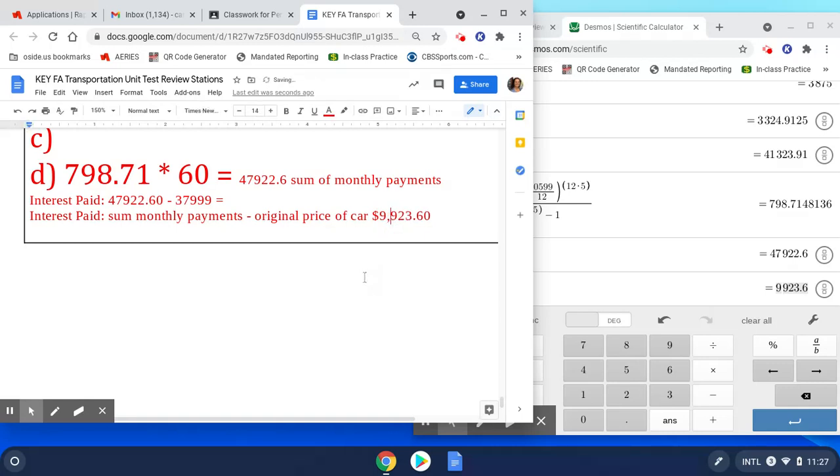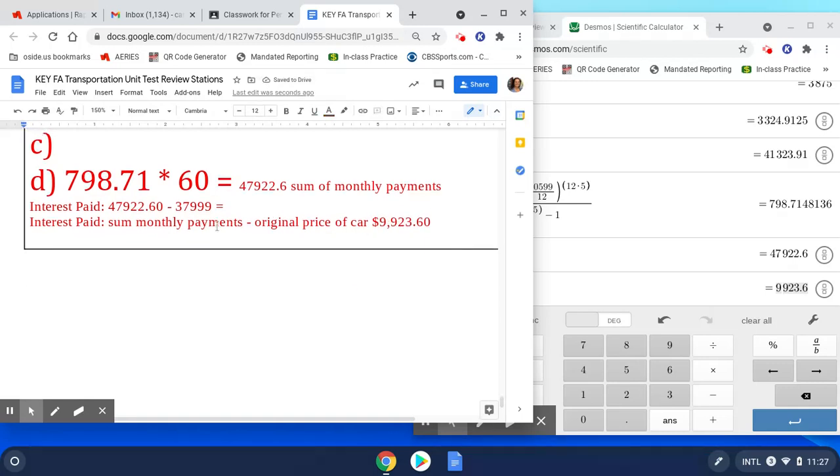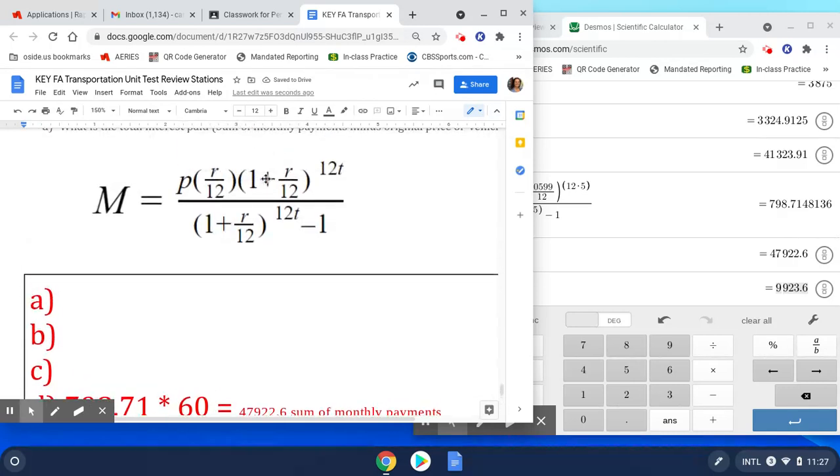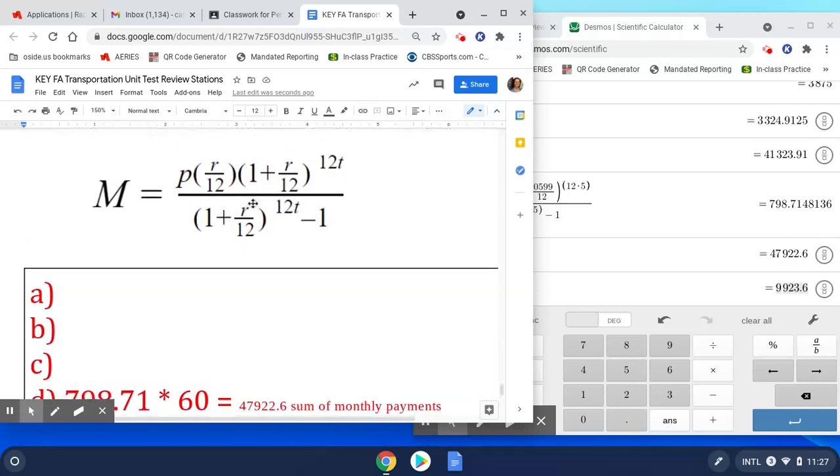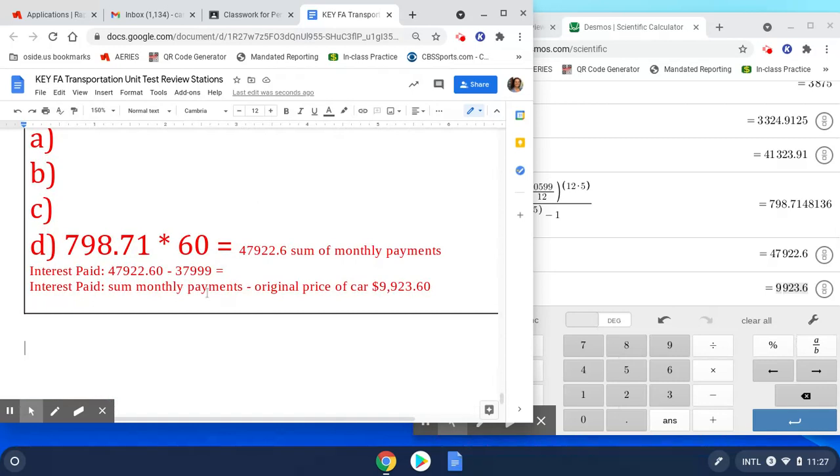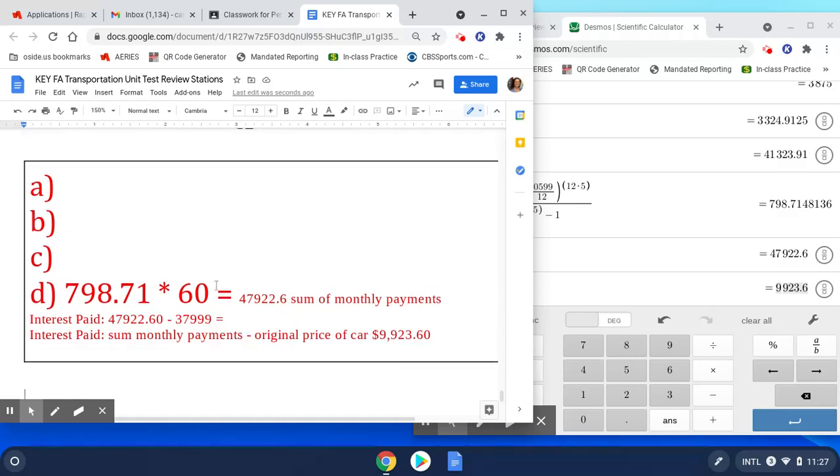Okay, how'd you do? Where is this from? How are we supposed to know this? This was back from the credit chapter from first semester, plugging into this formula and then getting the sum of the monthly payments and then subtracting to get the interest paid. So this is back from chapter 3.